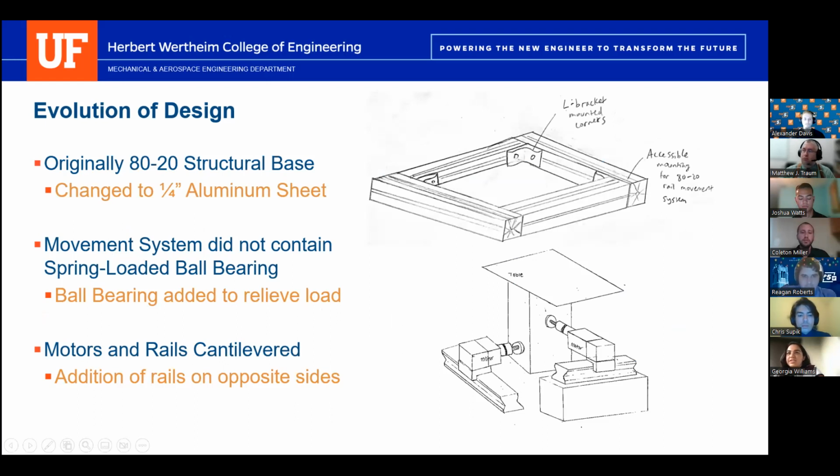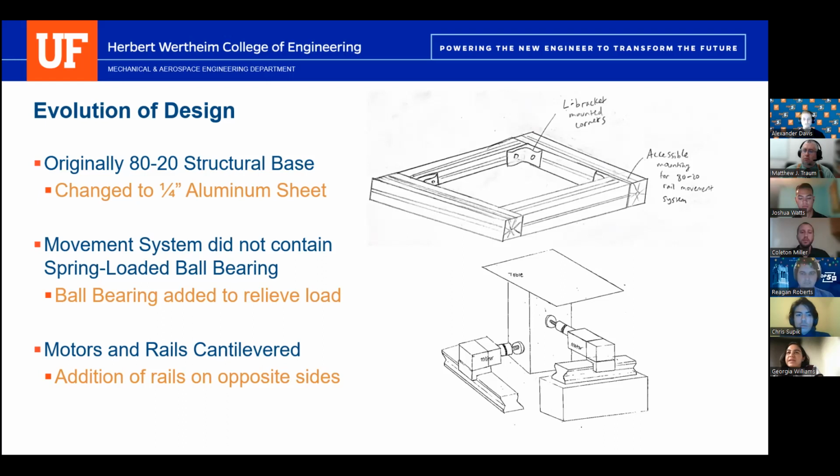Since the start of this project, the design has evolved in a lot of ways. This slide includes changes made to the structural base, the movement system, and the rails. Originally, as you see in the top figure, we had selected a structural base made of 80/20, but then we later changed it to a 1/4 inch aluminum sheet. This is because it would not have been sturdy enough to hold all of the vibrations that would have taken place while the shaker table was in motion.